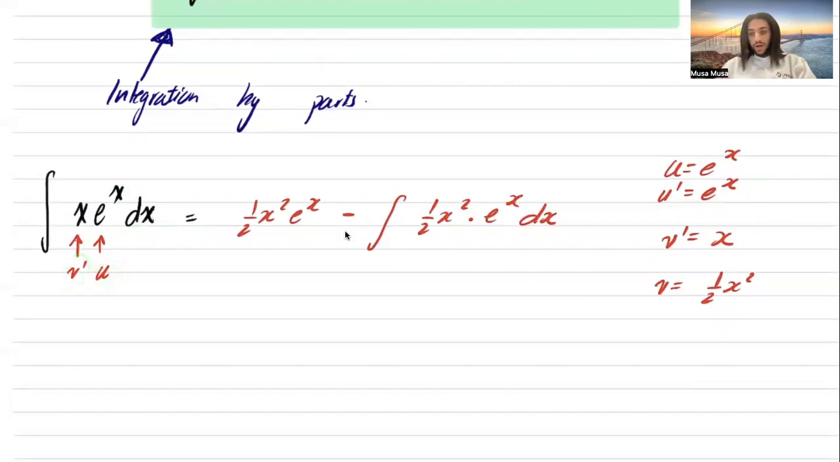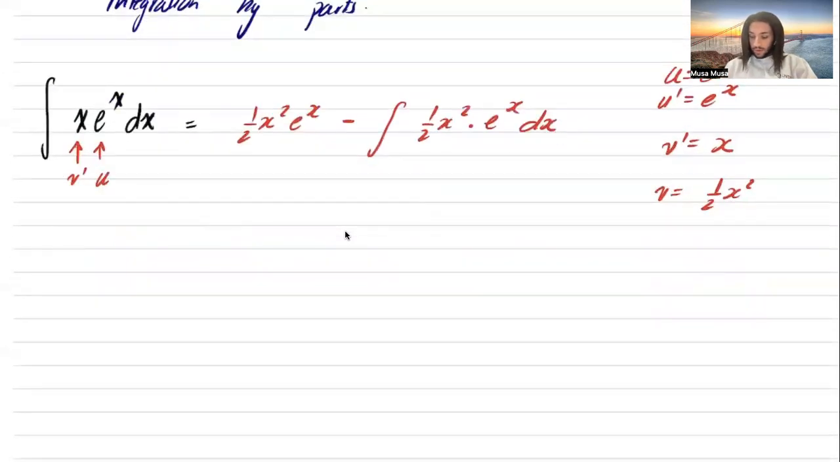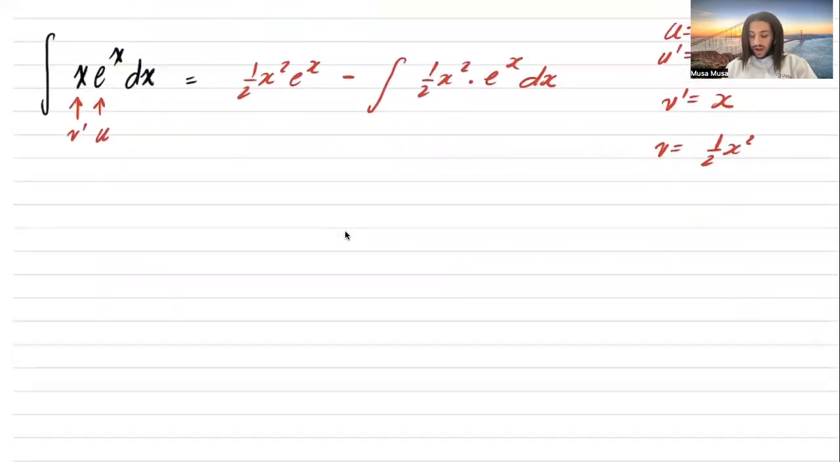But what if I swap it around? What if I take this same example, but instead of making u equal to e to the x, I make u equal to x, and instead of making v dash equal to the x, I'll make the e to the x equal to the v dash. So let's write it in purple actually, it's just a different color. Purple. Let's make that the u, and let's make that the v dash.